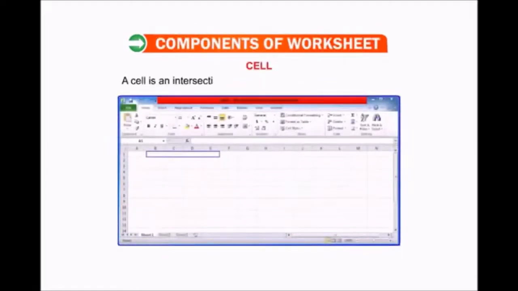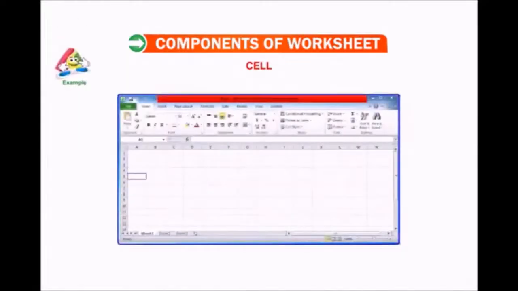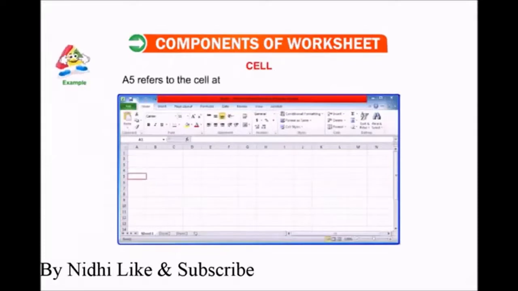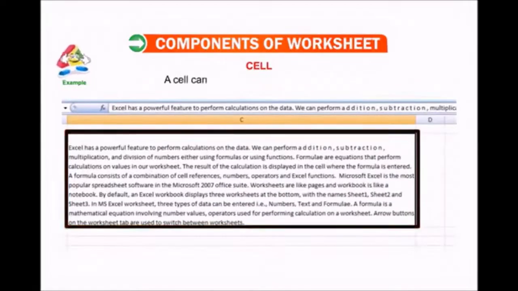Okay, now let us discuss the components of worksheet. A cell is an intersection of a column and a row in a worksheet. Each cell is denoted with the cell address. For example, A5 refers to the cell at the intersection of column A and row 5. Data is stored in a cell. A cell can contain up to 32,767 characters.